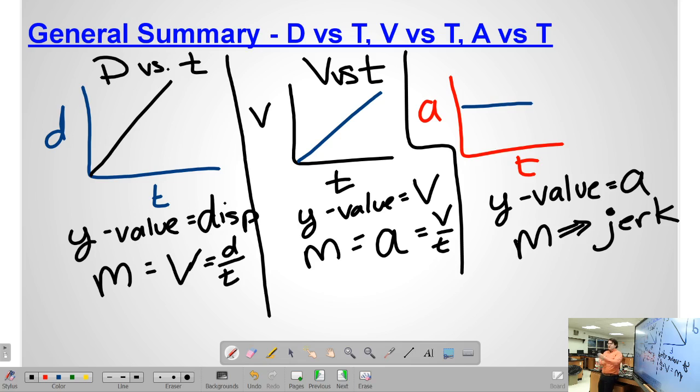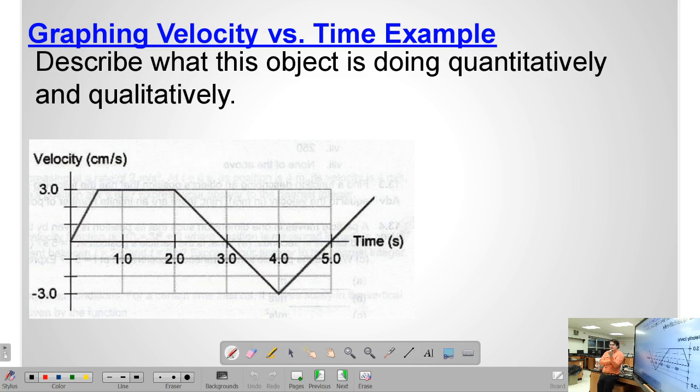So here's what you should be able to do, since I'm running a little bit out of time. Everybody, people start writing this down. Describe what the object is doing quantitatively and qualitatively, meaning with and without numbers.